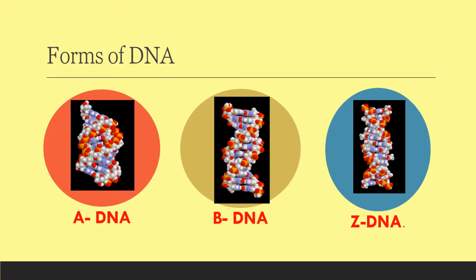So basically, there are three forms of DNA: aDNA, bDNA, and zDNA. How are these different forms formed? So this is a question. Before going to study the forms of DNA, first of all, I am going to introduce the chemical structure of DNA.